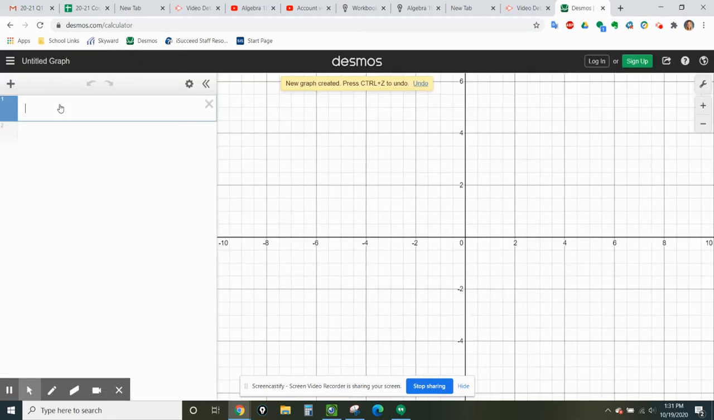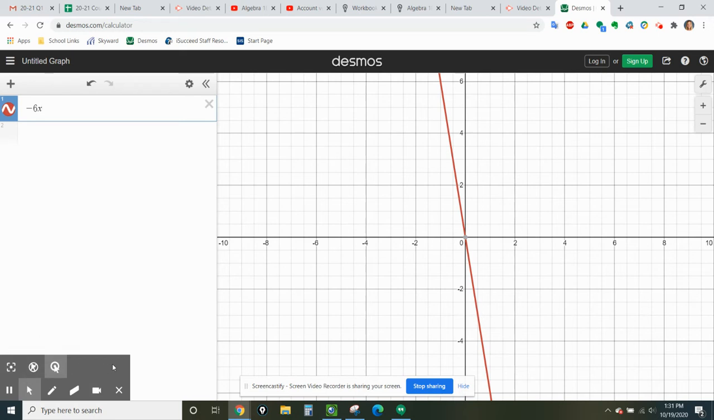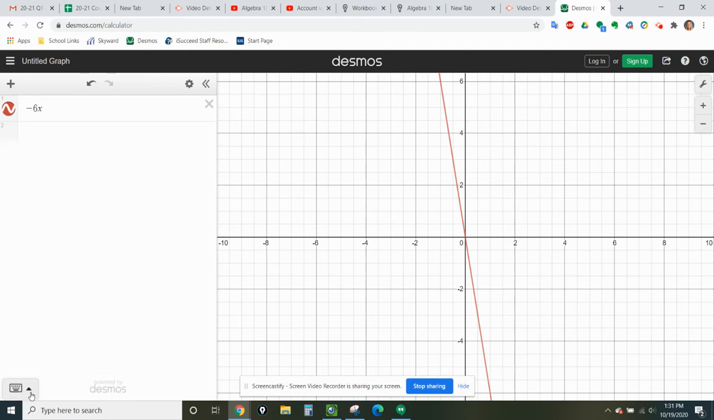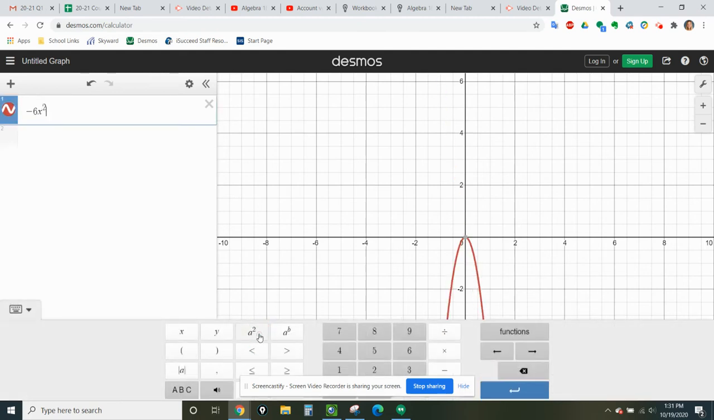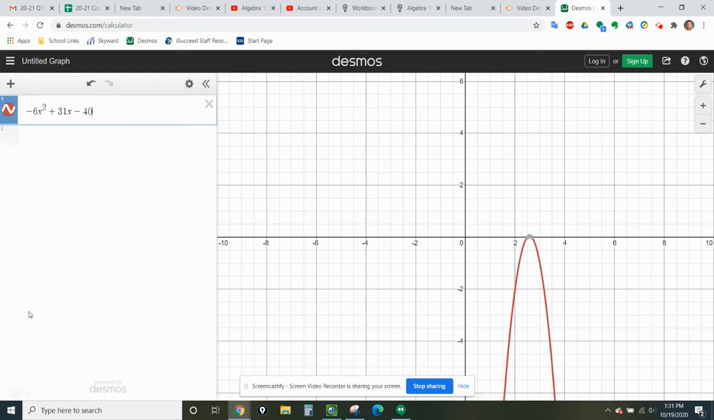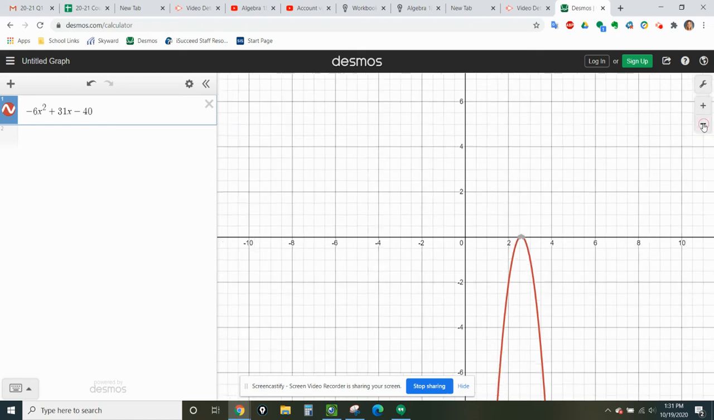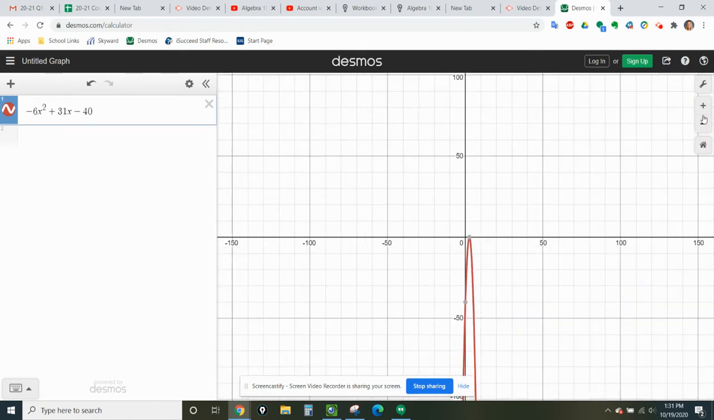And let's just type in that function that we have right there, negative 6x squared. Somewhere you can add an x squared. Oh, there it is. So negative 6x squared, we had plus 31x and minus 40. And then you have that graphed right there for you. Here it is, and you can zoom out or in, whatever you need to do. That's the parabola right there.